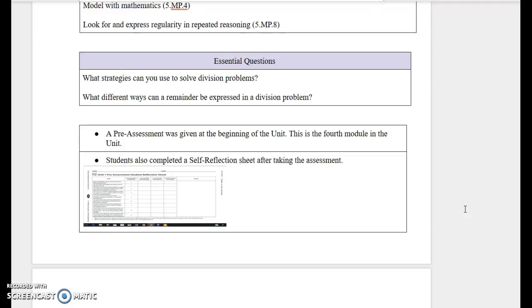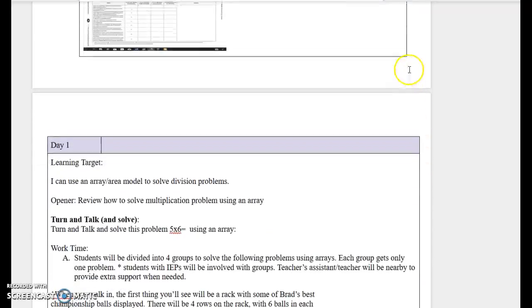After they did the pre-assessment, they took this big self-reflection sheet, which has every single standard that they worked on through the whole unit in it, and they rate themselves on things I already know, things I know a little bit, and things I really need to work on. Most of my students were in the things I need to work on component.